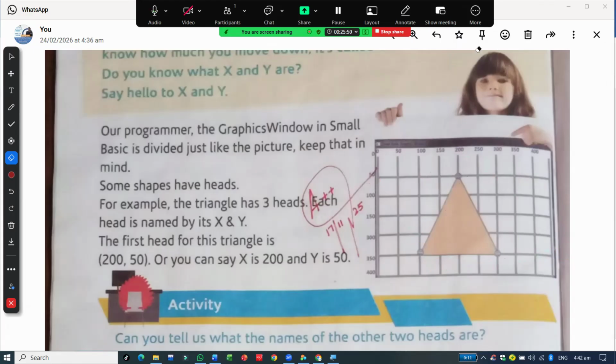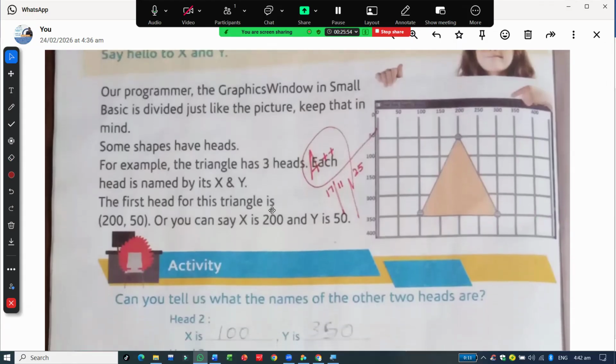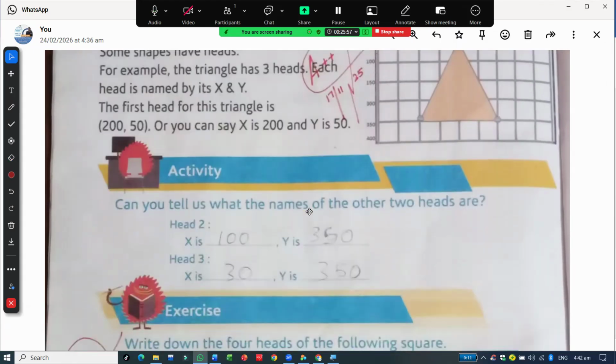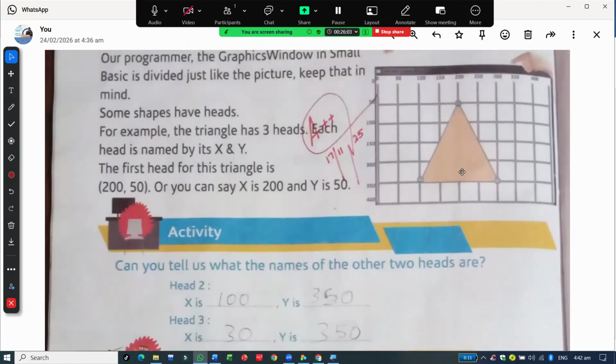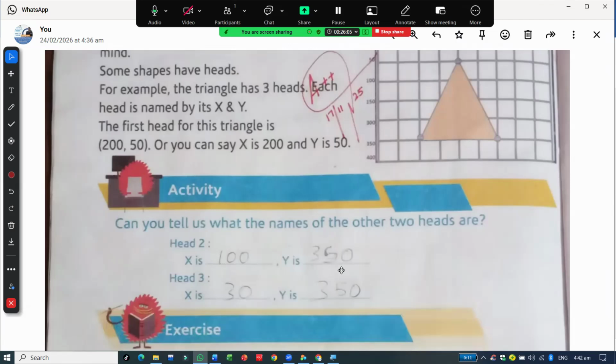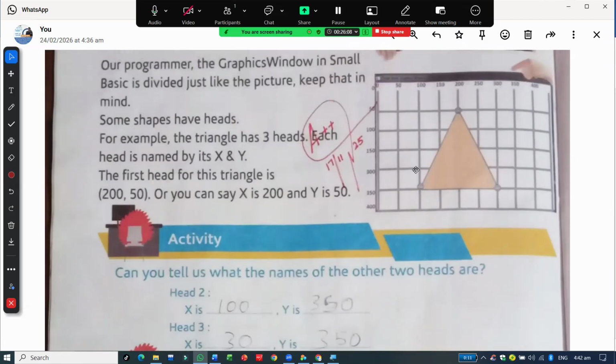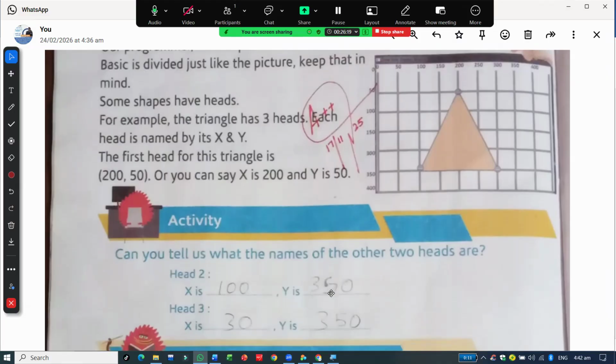Now this is your exercise, your activity. Can you tell us what the values of the other two heads are? We already mentioned here that x is 100 and y is 350. So head 2 means this one. You will check that 100 is the x value, so here is the x value. And head number 2's y value is 350, so we will mention 350 here.